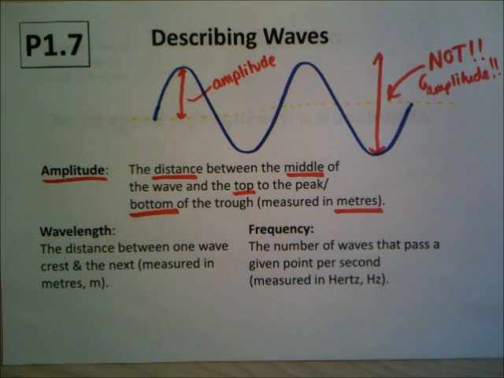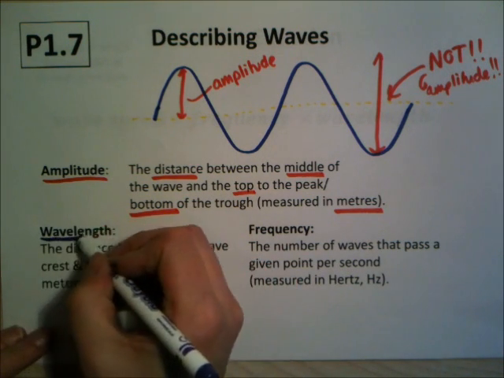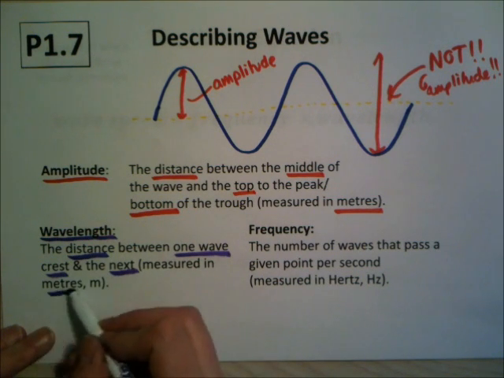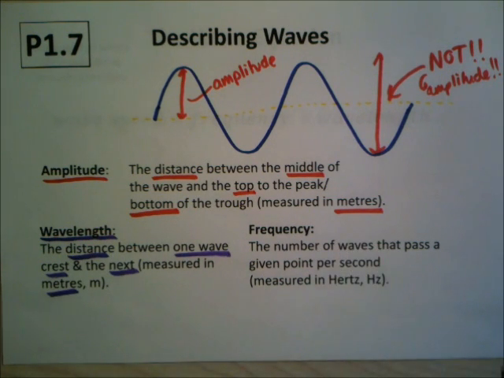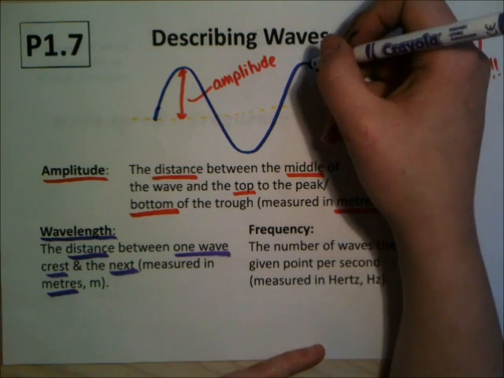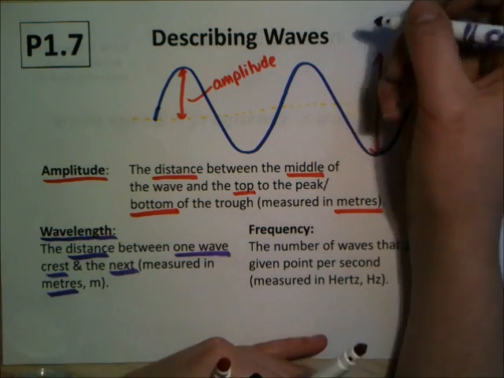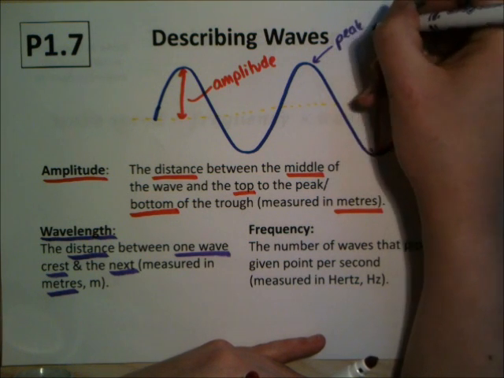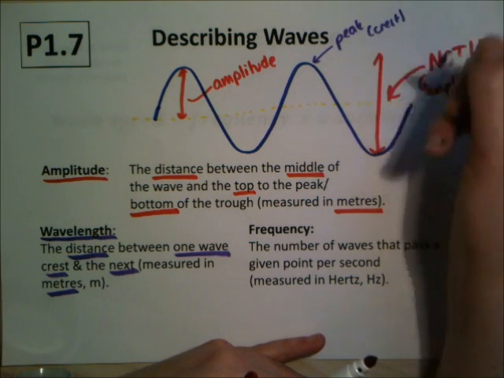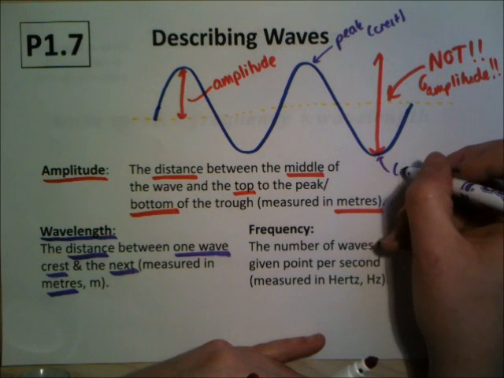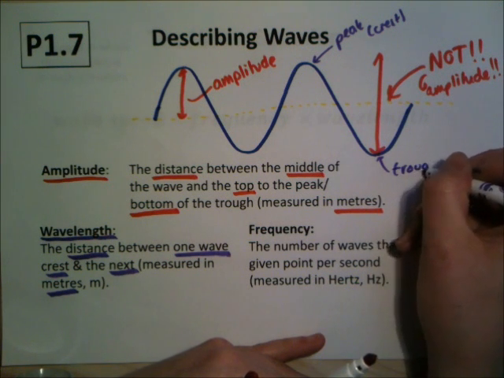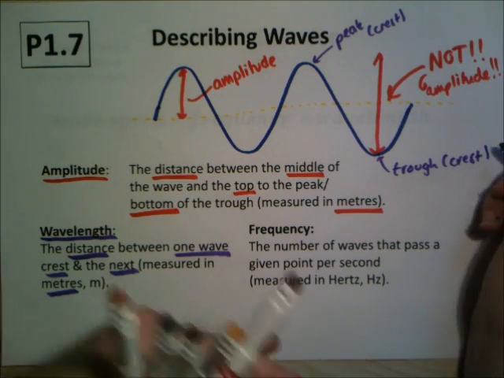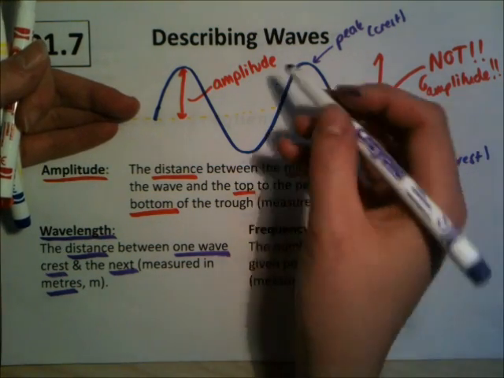You also need to be able to label the wavelength, which is the distance between one wave crest and the next. And that's measured in meters too. Now a crest is just a peak or a trough of the wave. So this here is called the peak of the wave, and that's a crest. And this here is called a trough. Now you can see why the trough is called a trough, because it looks a bit like a trough that animals might eat from on a farm. And a peak is a peak because it's the top. So this is the distance from one trough to the next trough, or one peak to the next peak.